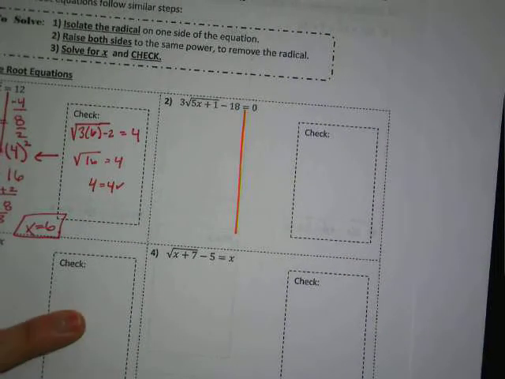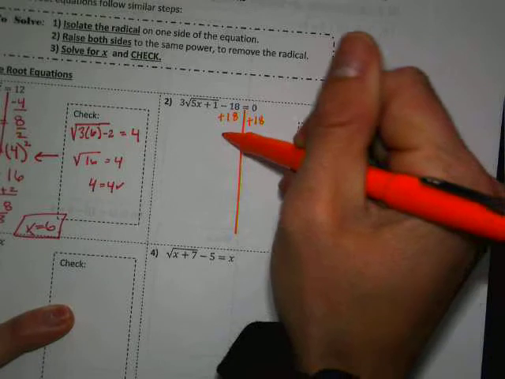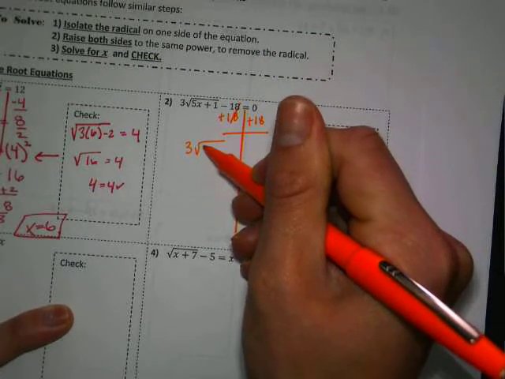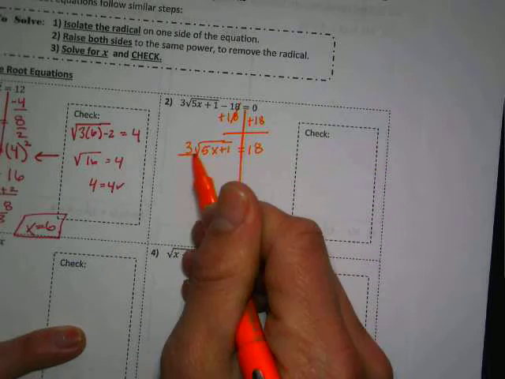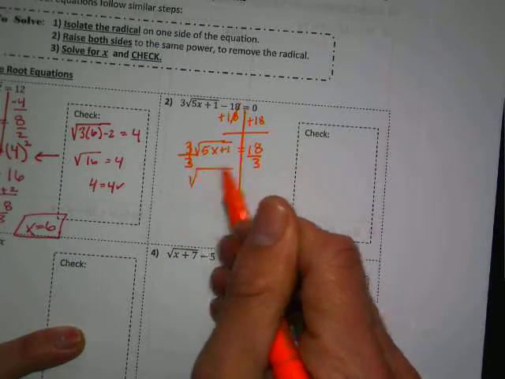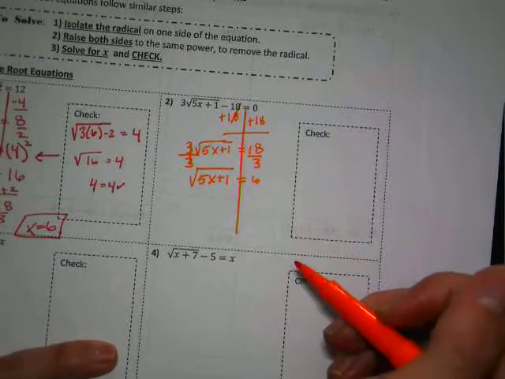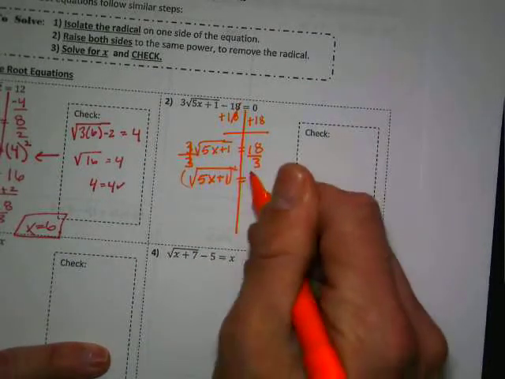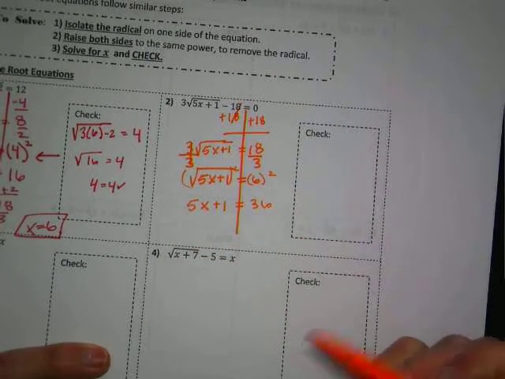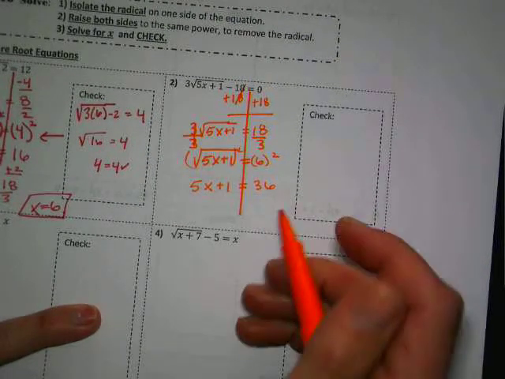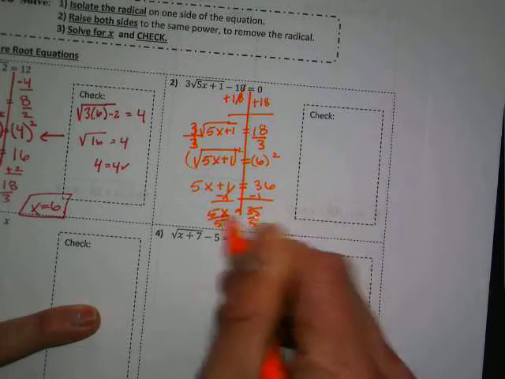All right, on number 2, what is the first thing I'm going to do? Plus 18. So plus 18, I get 3 square root 5x plus 1 equals 18. Very good. Divide by 3. So I have the square root of 5x plus 1 equals 6. And then you parentheses square on both sides. So it goes away and it's 5x plus 1 equals 36. Very good. And you just solve for x by minus 1. So 5x equals 35, divided by 5 on both sides. X equals 7. Good. And then plug in your numbers.